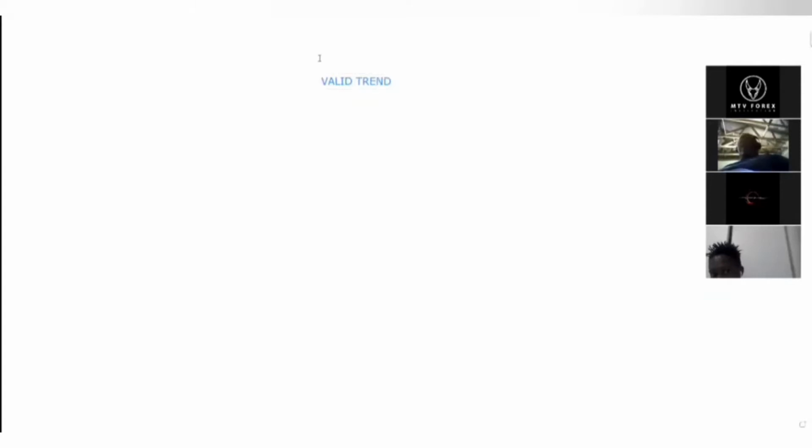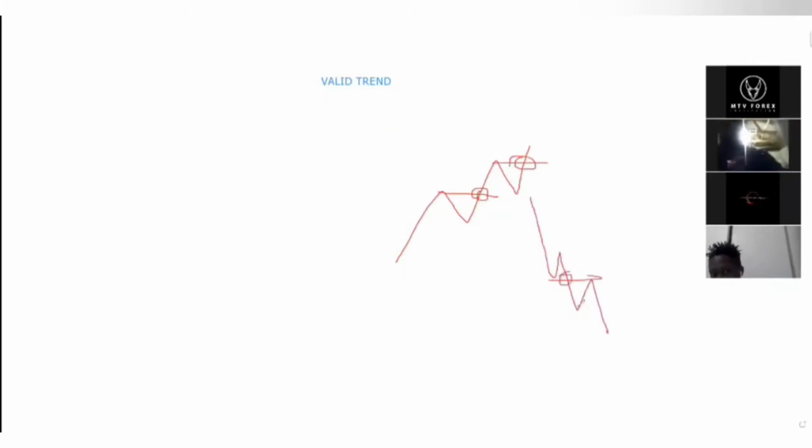I told you in the previous session that a trend is only going to be confirmed when it breaks a previous structure. So for an uptrend, for you to know that it's an uptrend, you have to see this breakout. And for a downtrend, you have to see this breakout here to see that it's a downtrend. This breakout confirms that it's a downtrend. Simple things.